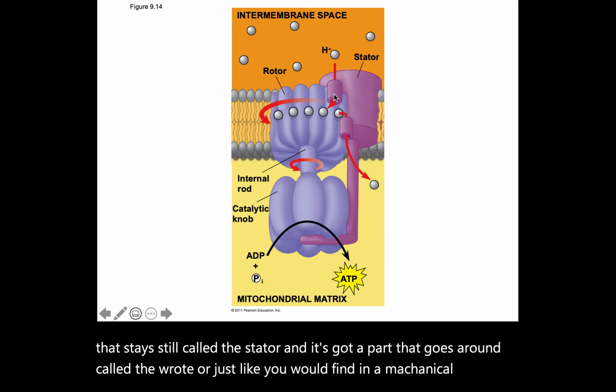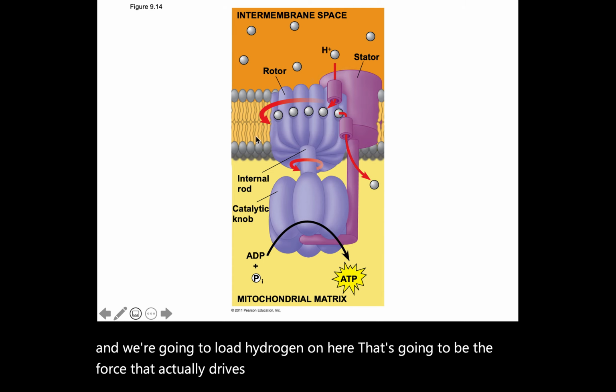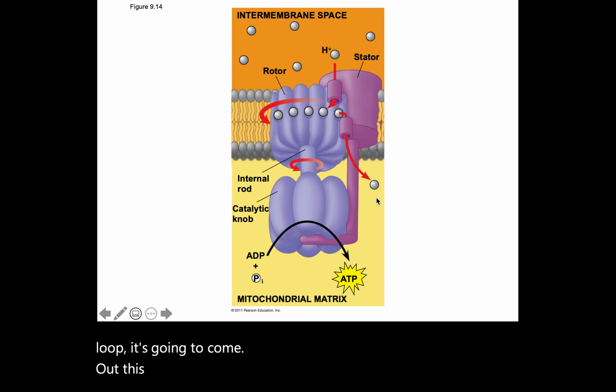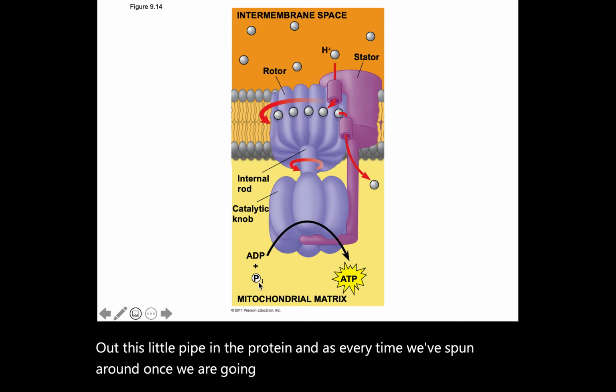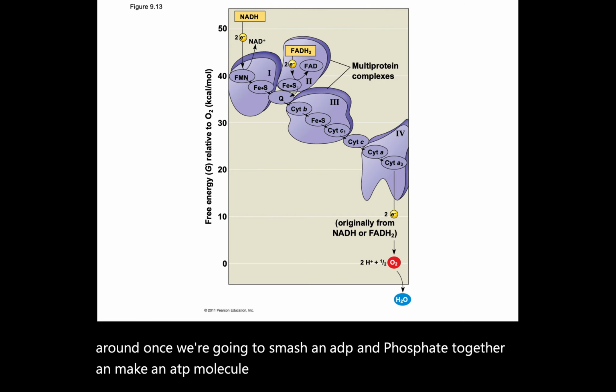And we're going to load hydrogen on here. That's going to be the force that actually drives this around. When a hydrogen makes a full loop, it's going to come out this little pipe in the protein. And every time we've spun around once, we're going to smash an ADP and a phosphate together and make an ATP molecule. So that's the idea.